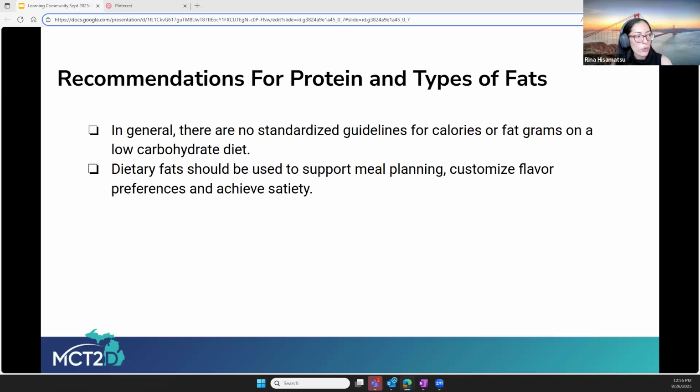All right. So in terms of types of dietary fats, in general, there are no standardized guidelines for calorie or fat grams on low carbohydrate meal plans. I generally recommend dietary fats to be used to support meal planning, to add flavor or customize flavor preferences, and to help achieve satiety.